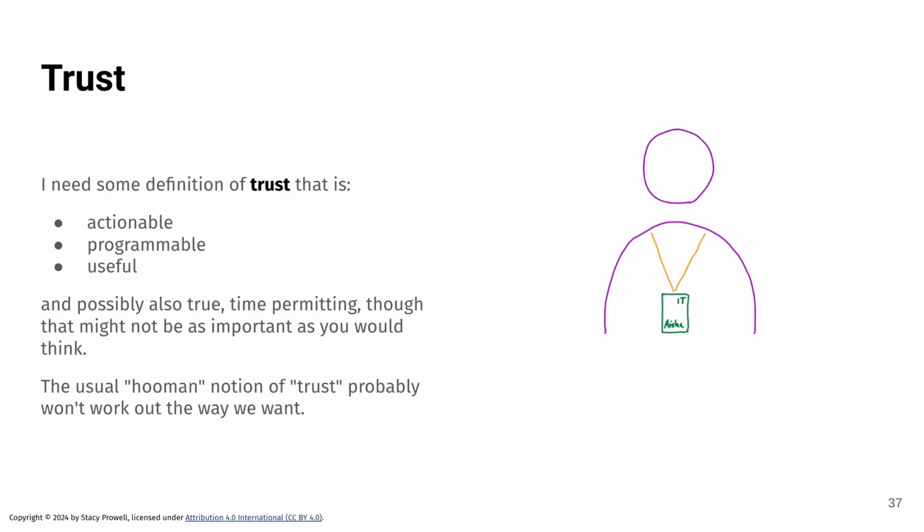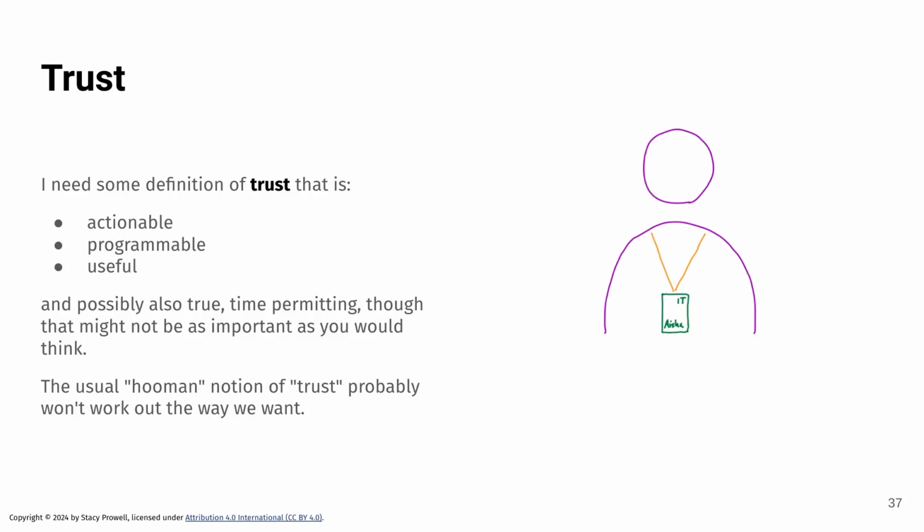And if you're the CEO or the president or the assistant to the president or my boss, it's going to be a bad day for me. So I need it to also be useful to all the different purposes I need. So I need it to be actionable, programmable, and useful. That's what I need for my definition of trust. If it's also true, that would be nice. But that's not something that I am going to care a whole lot about, right? The point is, our usual human notion of trust isn't necessarily going to work, right?